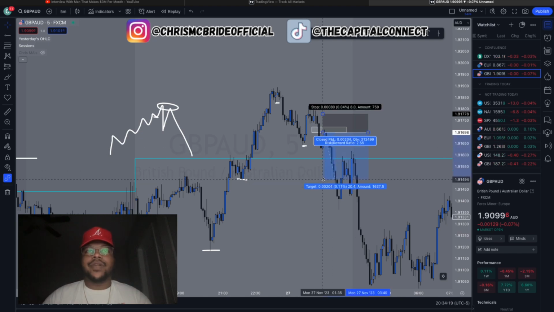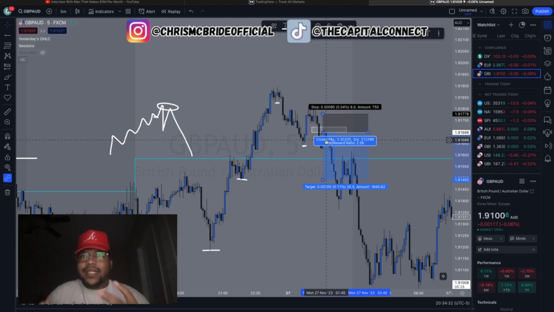If you would have went for this first target, targeting this liquidity sitting over here, that would have gave you a 1 to 2.5 risk reward. You would have been risking 8 pips to make 20 pips. Do you guys see what I'm talking about? You would have been risking 8 pips to make 20 pips.